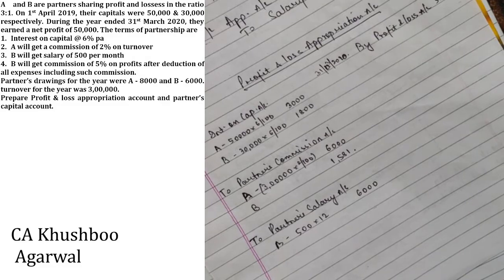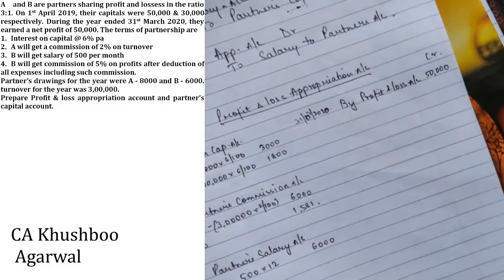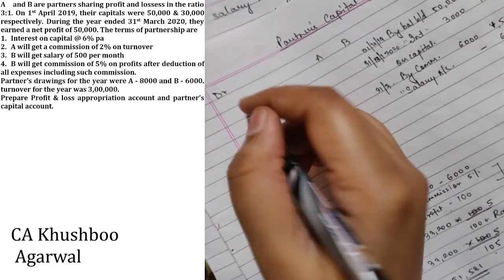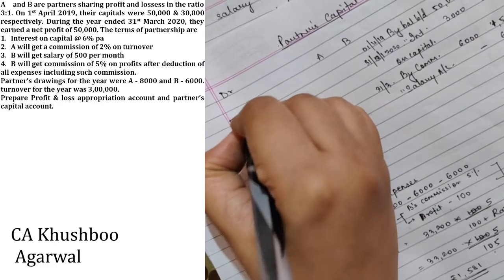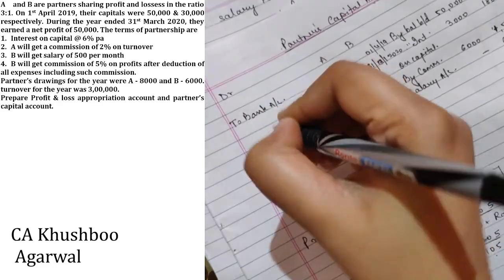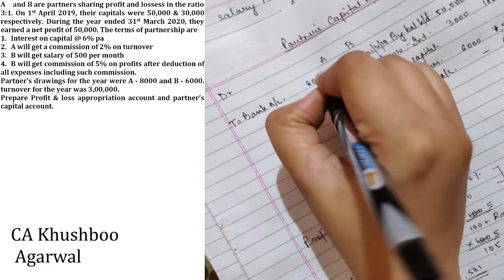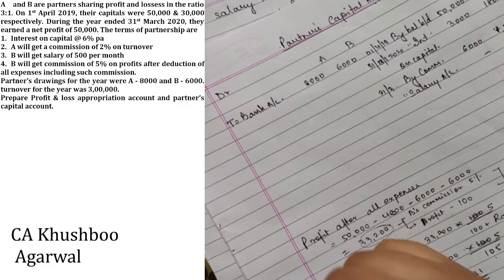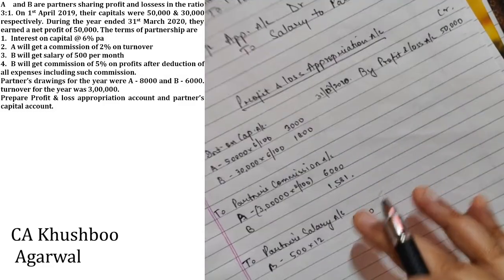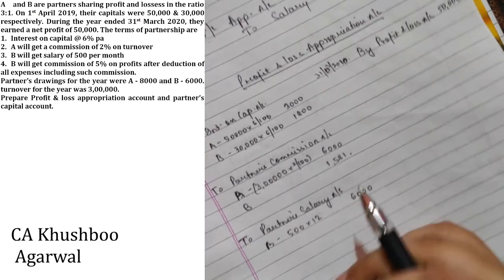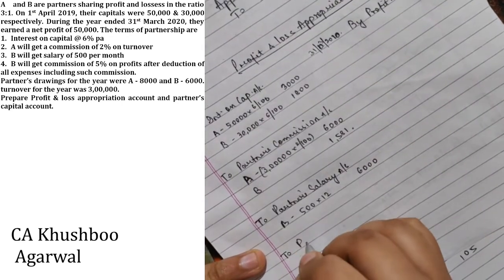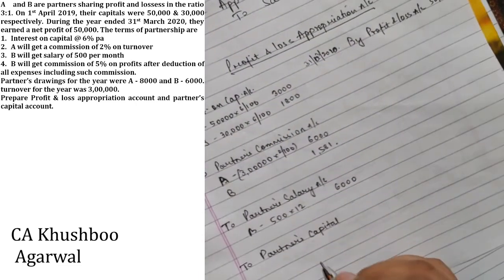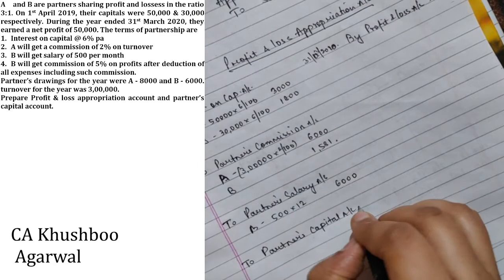Next we have the partners' drawings are given as 8,000 and 6,000. So the entry for drawings will be partners capital account debit to bank account. For A it is 8,000 and for B it will be 6,000. So now we will calculate the total profits attributable to the two partners. That is, to two partners capital account debit, profit and loss appropriation account, two partners capital account.